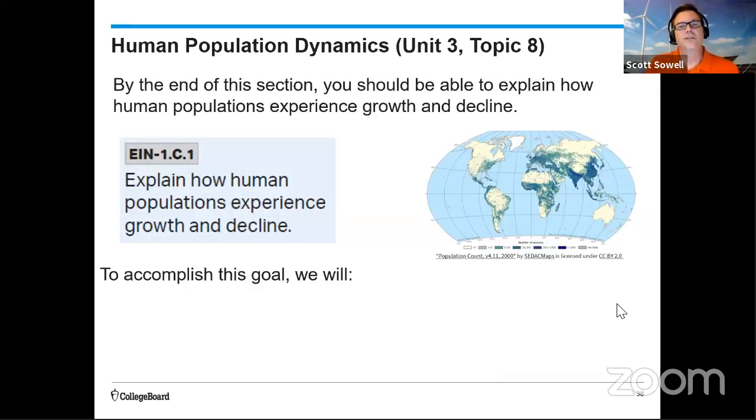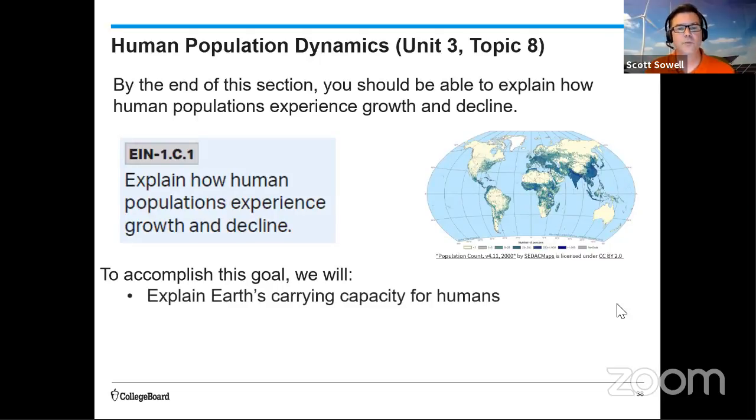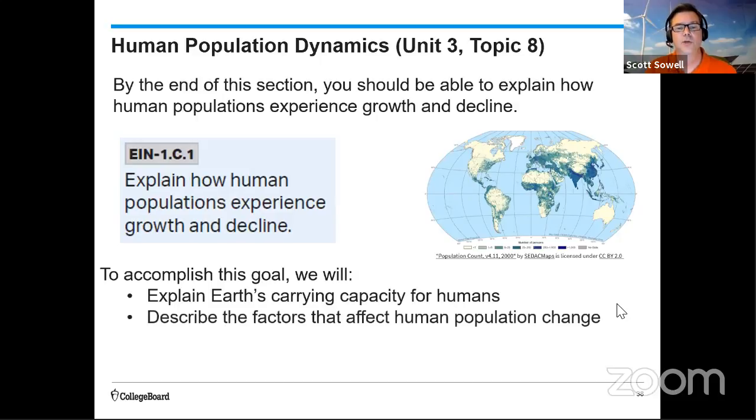So now we're going to move into the world as a whole. By the end of this particular section, 3.8, you should be able to explain how human populations experience growth and decline. To get there, we'll look at the idea of the carrying capacity for humans on the planet. We'll describe factors that affect our overall population change. And then we're going to talk about this little discrete rule called the rule of 70.